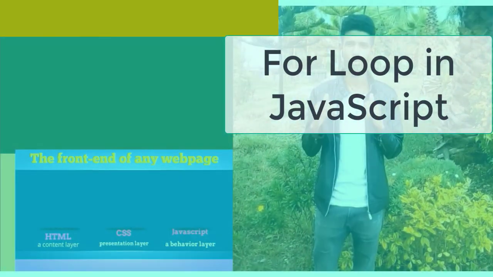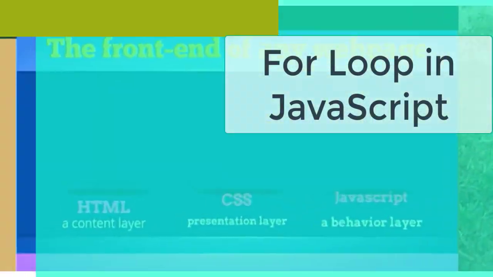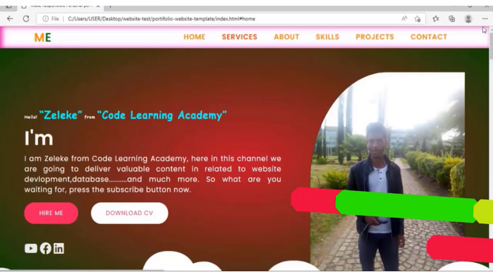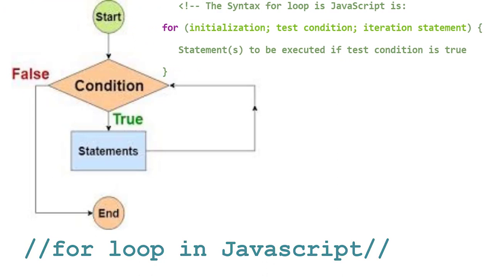In this video, we are going to learn about the for loop in JavaScript. So let's dive right into it. Well, the for loop is the most compact form of looping. It includes three important parts.